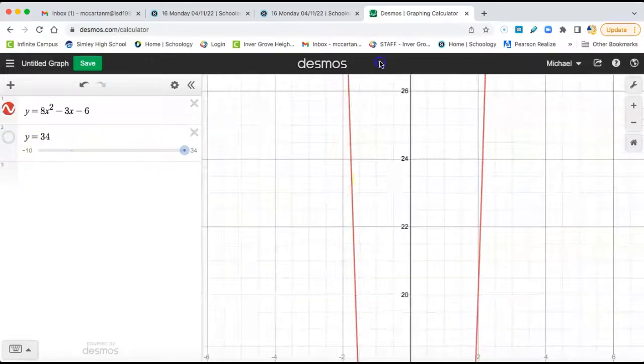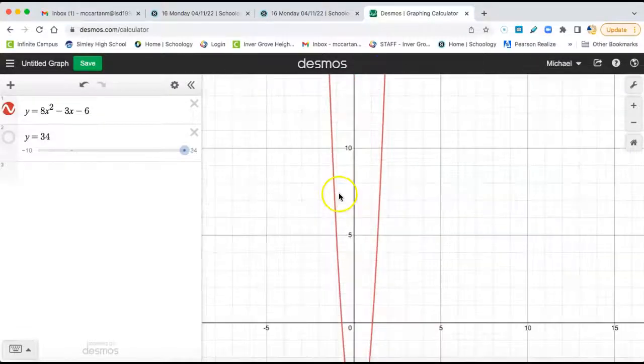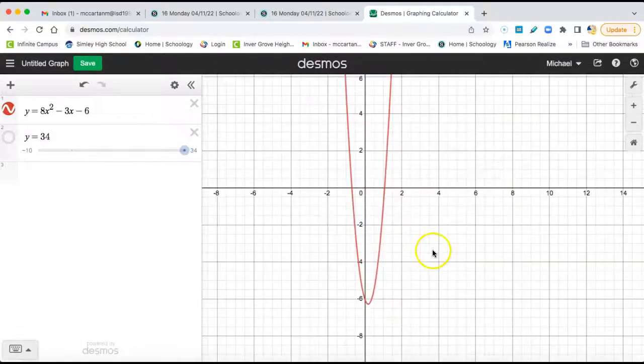Come down here where it crosses the x-axis. Come all the way down. You can scroll out if you want. There, it's right there. It has 2 answers. All right, there's one right there, negative 0.699, which is negative 0.70. And this one over here is 1.07. Those are the 2 solutions.